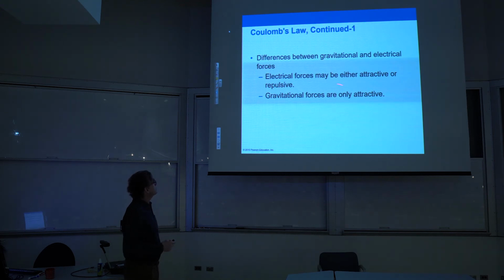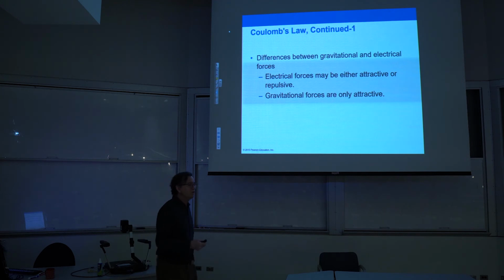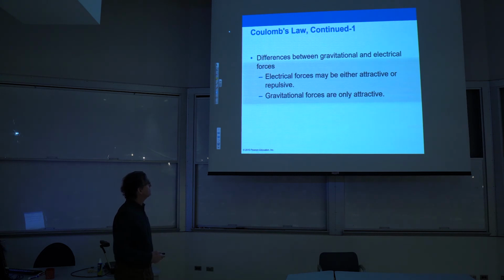Whereas in gravitational forces, there is only one type of source, which is mass. Mass can only be positive, so there is only an attractive force. It does not have a repulsive force, because we only have one type of mass, which is positive, whereas with charges, we have two kinds of charges, positive and negative.